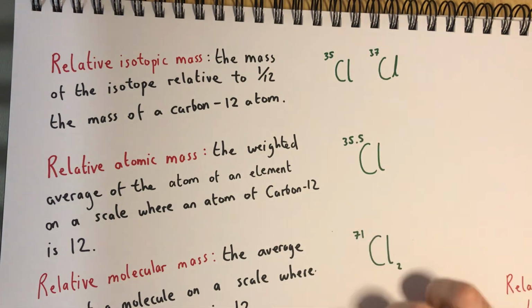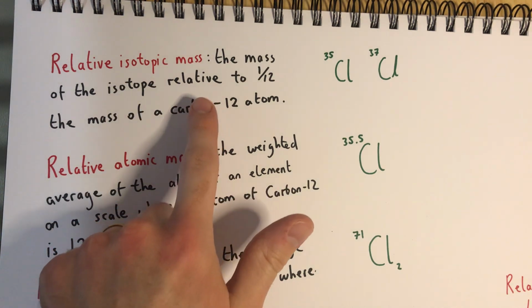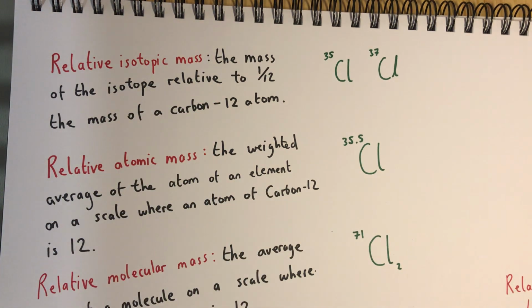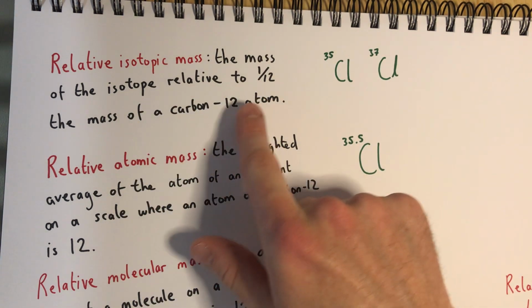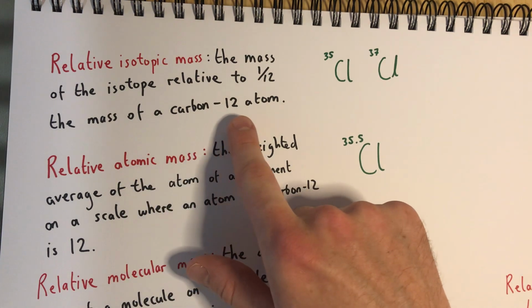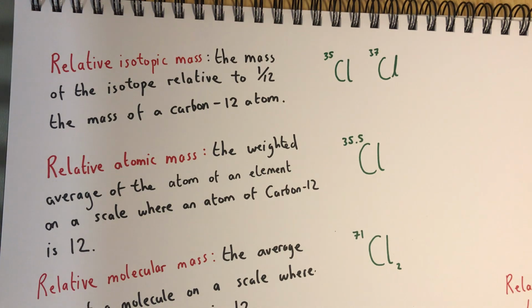A few definitions here. You will notice that everything is compared with our standard, carbon-12. Okay, so the first one is relative isotopic mass. Essentially, that's the mass of the individual isotopes. So the definition for this is the mass of the isotope relative to 1/12 the mass of a carbon-12 atom. Now, 1/12 the mass of carbon-12 is essentially the mass of a single hydrogen atom.